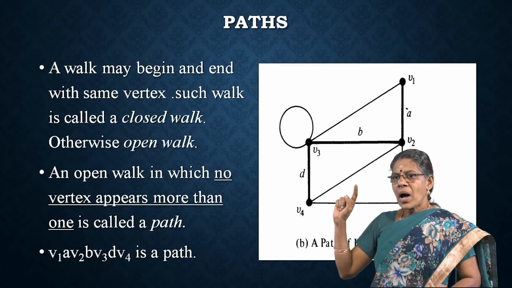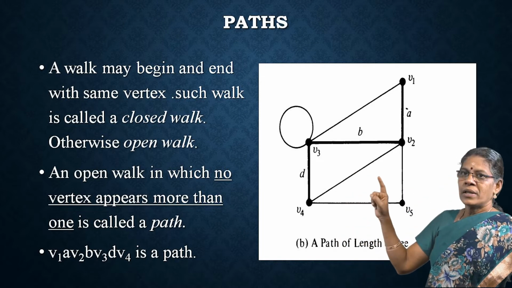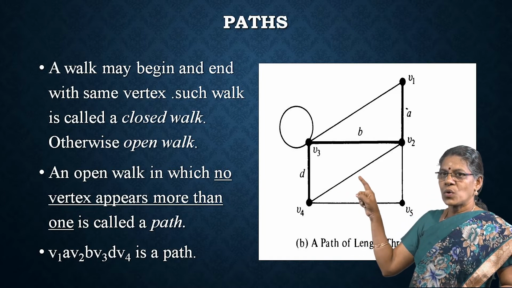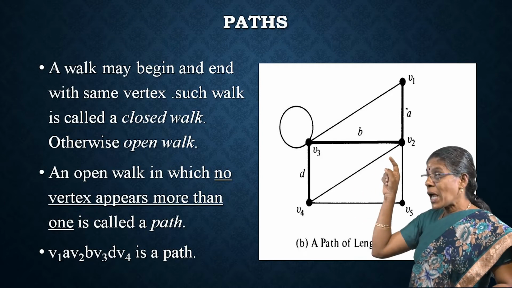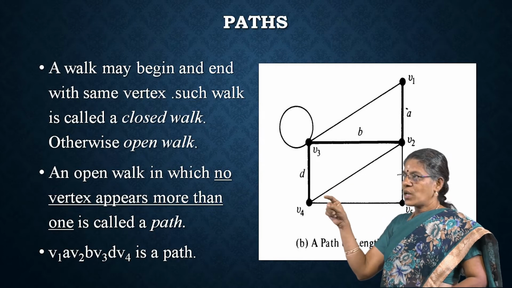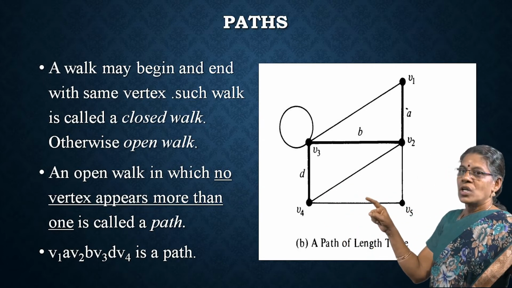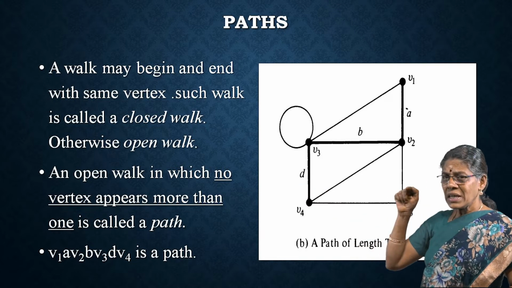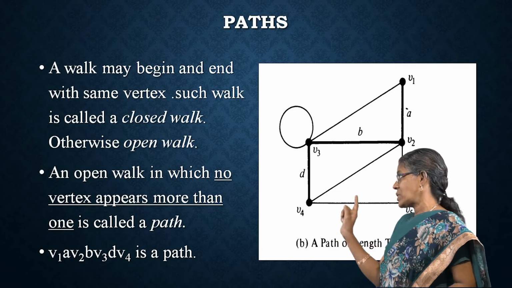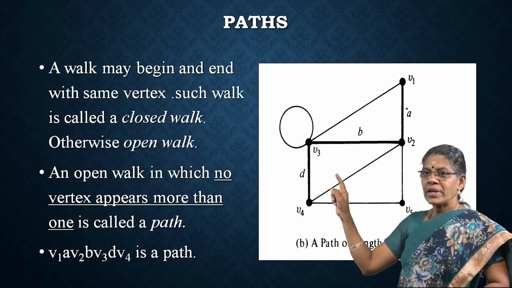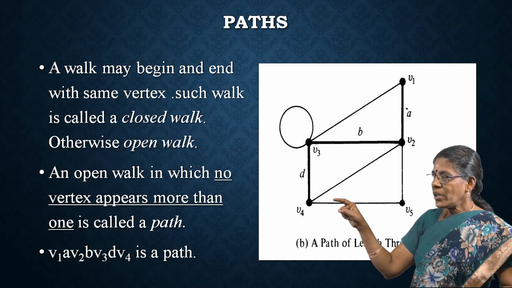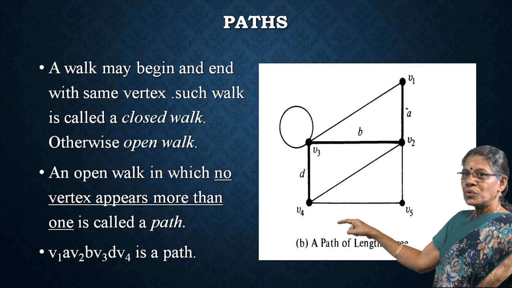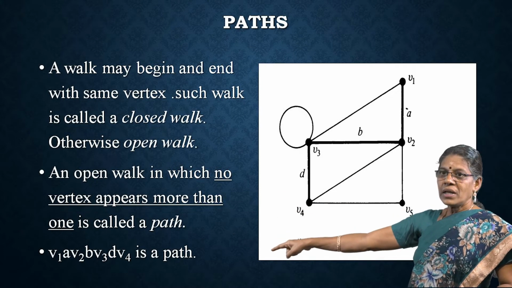Path. A path of length 3 is given here. A walk may begin and end with the same vertex. Such a walk is known as a closed walk. Otherwise it is an open walk. An open walk in which no vertex appears more than once is called a path. So see the figure: V1, A, V2, B, V3, D, V4.